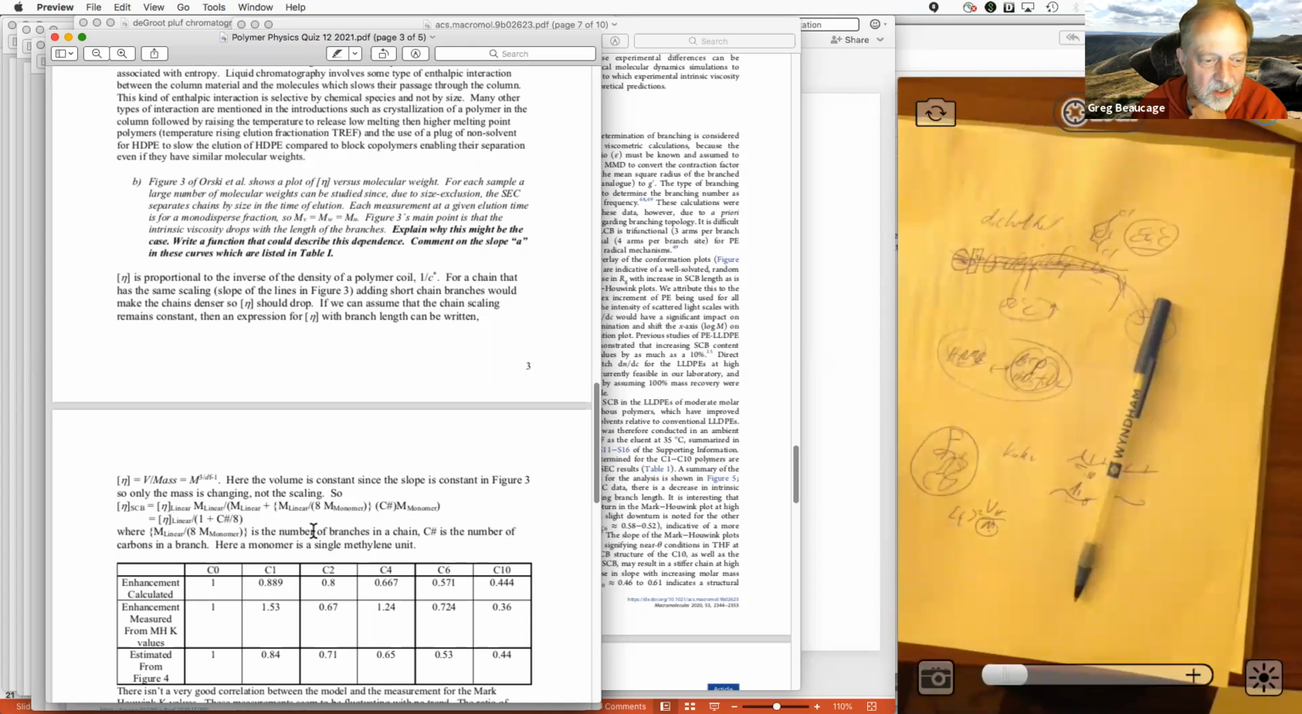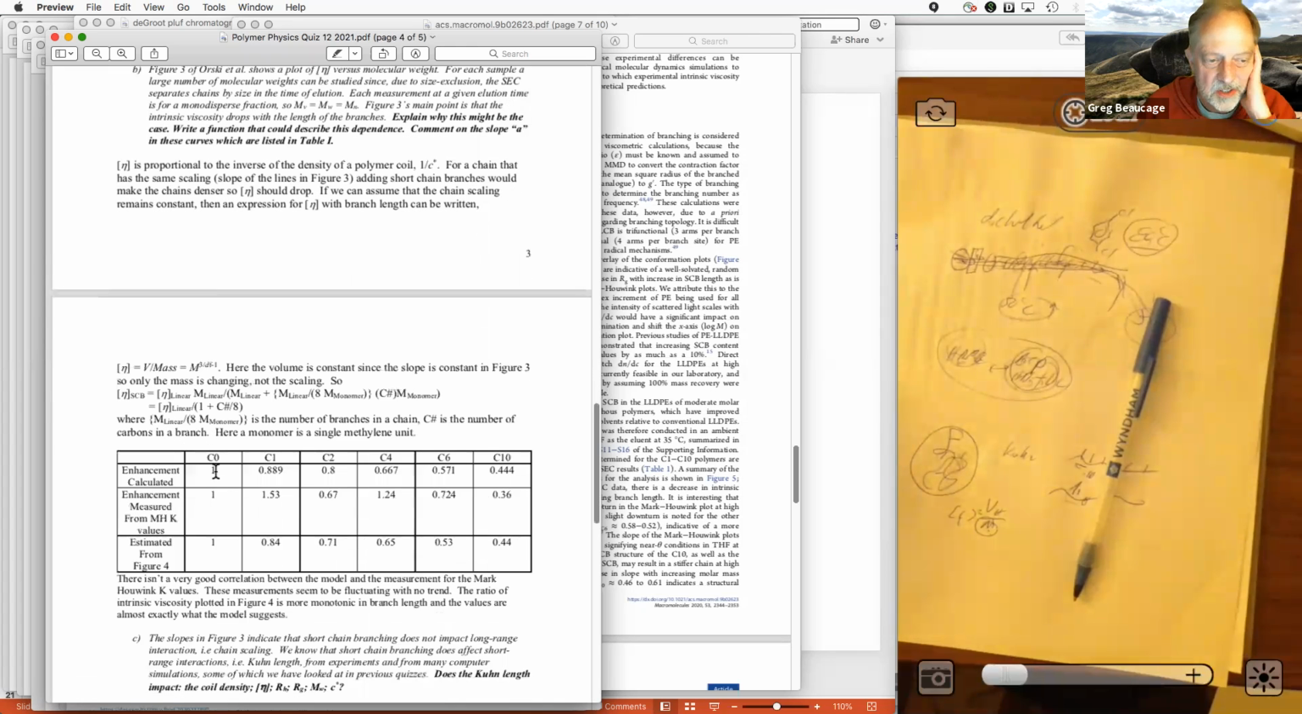So you can calculate how your intrinsic viscosity shifts with the increasing length of the branches. Right, so for the linear it's 1. And if you add 1, it drops because the mass is increased. If you add 2, it drops a little bit more. If you add 3, it drops. If you add 4, it drops even more. If you add 6, it drops more. And if you have 10, it drops the most. Right, so you get down to 0.444.